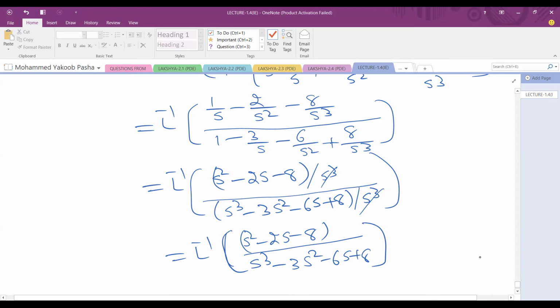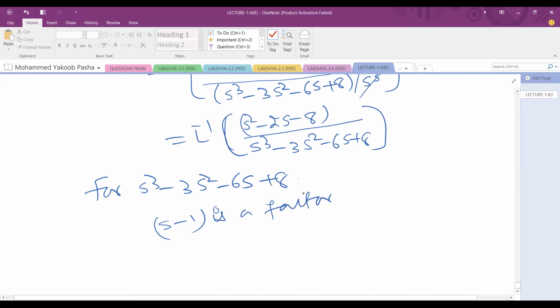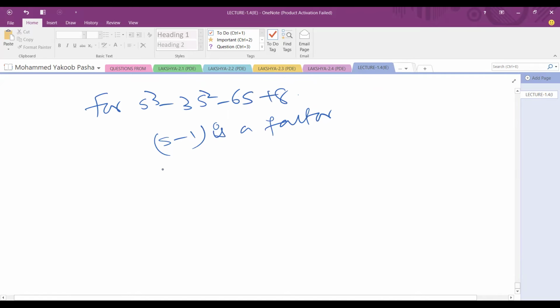Okay. First, take the factors of this. For s cube minus 3s square minus 6s plus 8, s minus 1 is a factor. Yes or no? Yes, sir: 1 minus 3 minus 6 plus 8 is 0. Okay. We can find the remaining factors by using synthetic division. That is synthetic division. 1 minus 3 minus 6 8. Here write the 0.